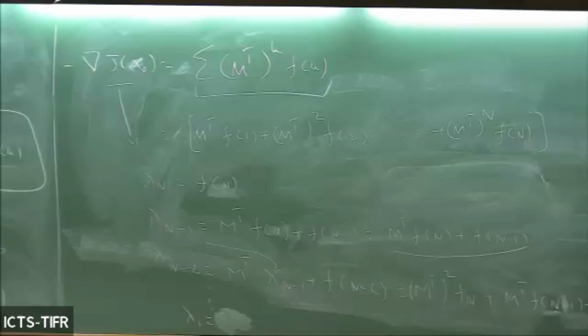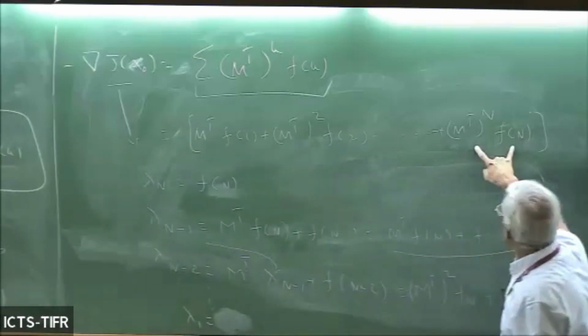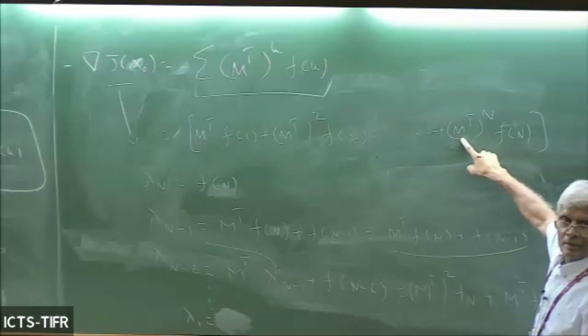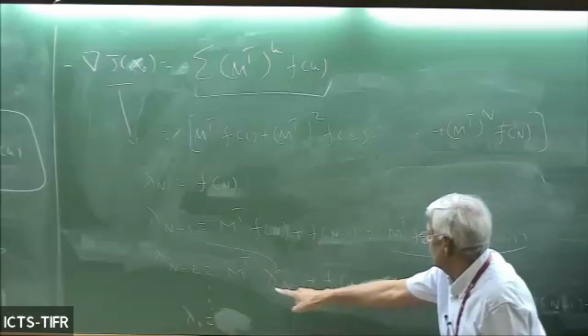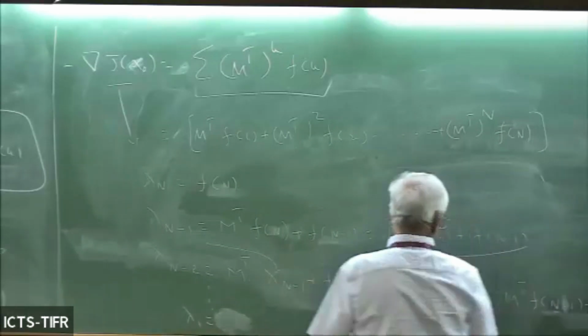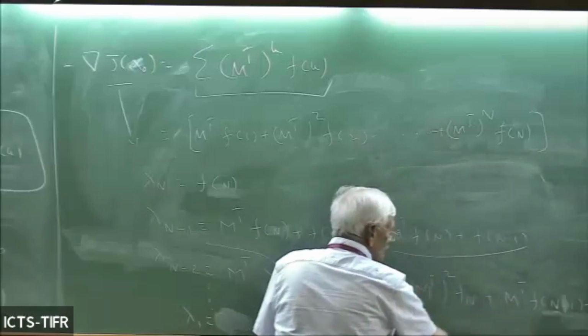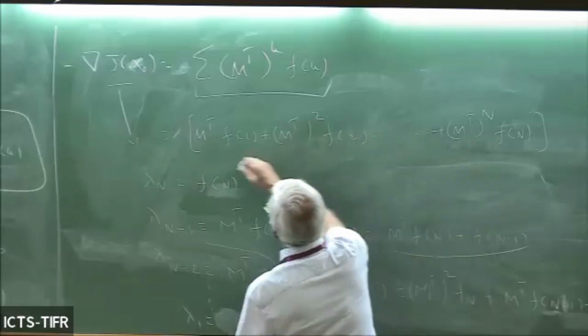Look at this expression. I first multiplied f of n by m transpose. Then I multiplied by m transpose square, by the f of n plus this. So you multiply once more, once more, once more, you do this n times, you get this.